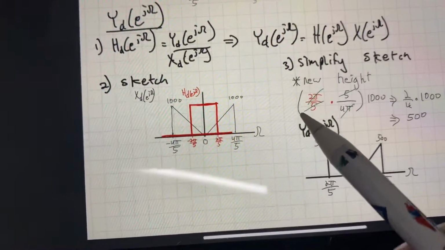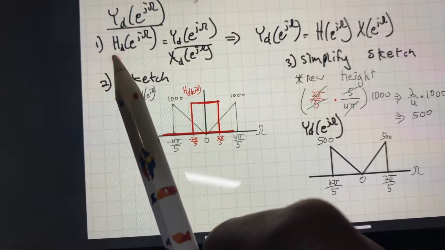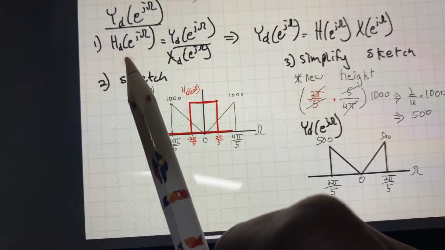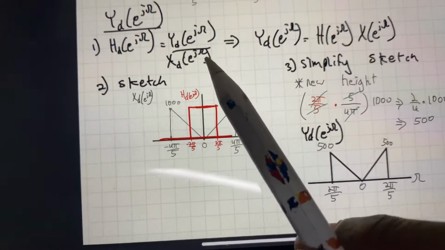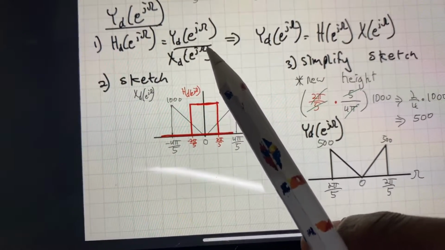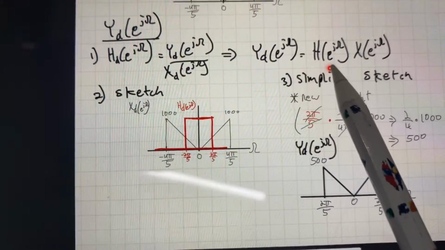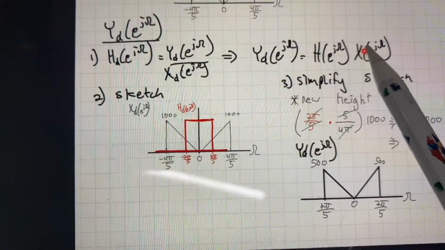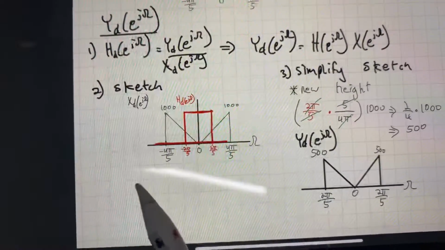Just like before, for y sub d, e to the j omega, since we know our main equation, h sub d, all we're going to be doing is rewriting it, solving for y sub d. As you can see, y sub d is just h, e to the j omega, multiplied by x sub d, e to the j omega. And then all we're going to do is sketch it.